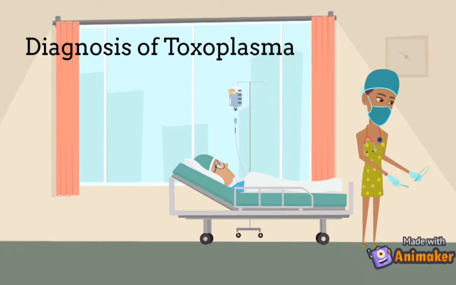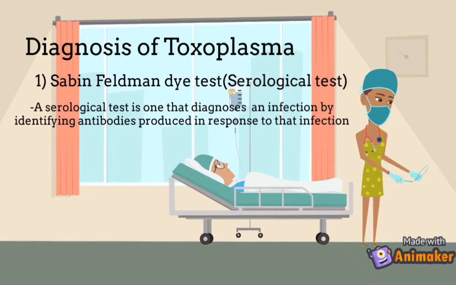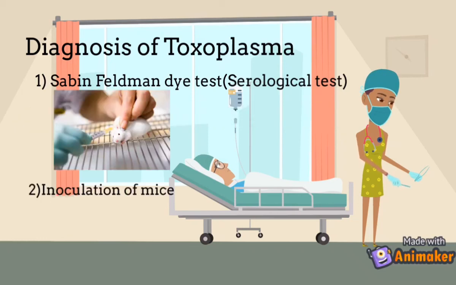Diagnosis of Toxoplasma. The most widely used method is the cytoplasm-modifying Sabin-Feldman dye test, a serological test. A serological test is one that diagnoses an infection by identifying antibodies produced in the blood serum in response to that infection. Another way is isolating the parasite from the blood, cerebrospinal fluid, or any other biopsy and injecting it into a rodent and then culturing it. Mice are ideal because they don't suffer from toxoplasmosis.